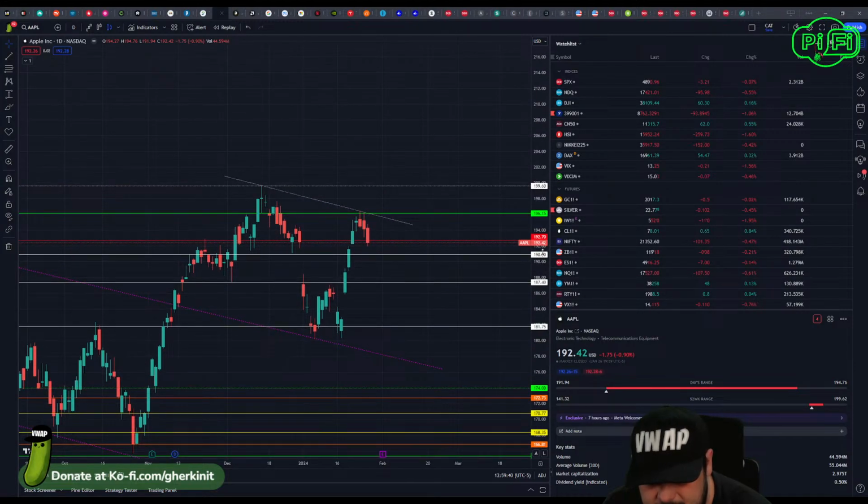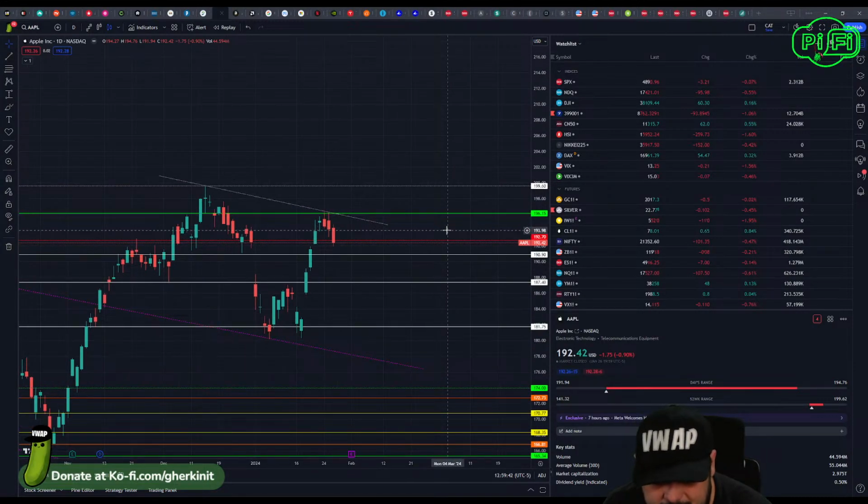I probably won't play any of these, but this could give us a good idea of what market sentiment looks like going into their earnings, and I would say Apple's pretty neutral.